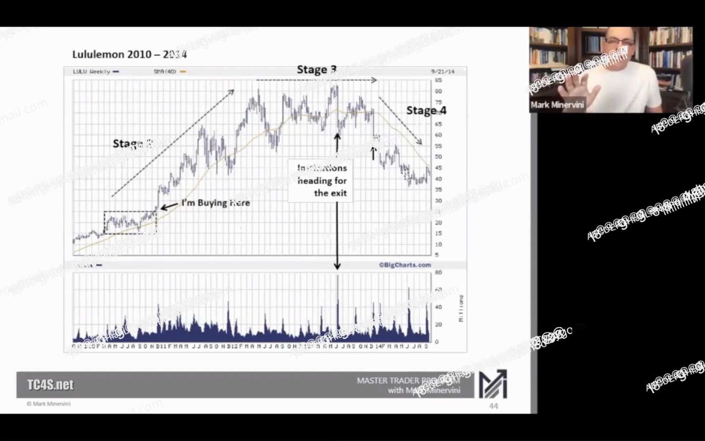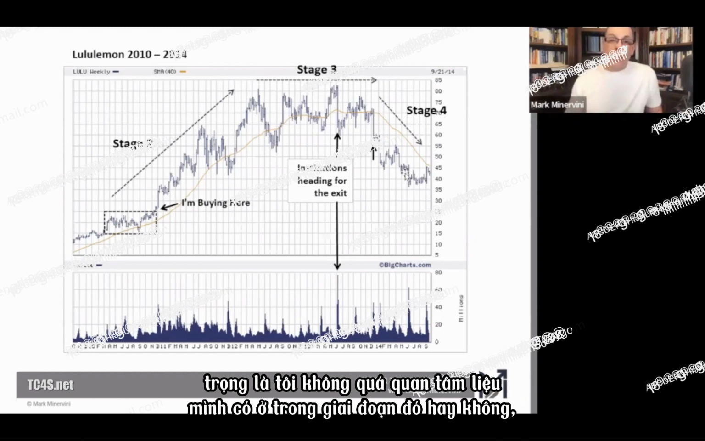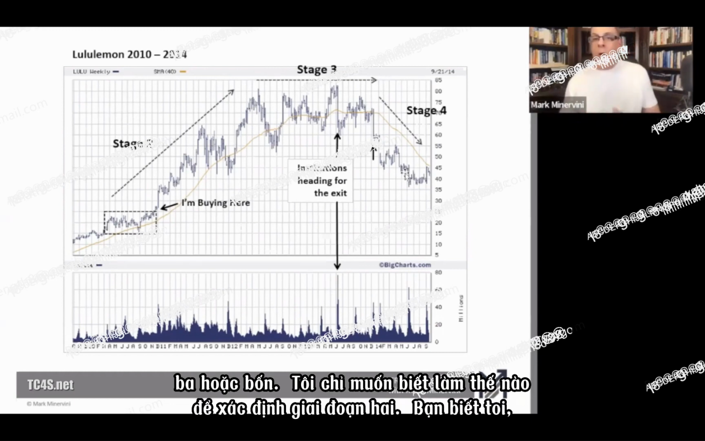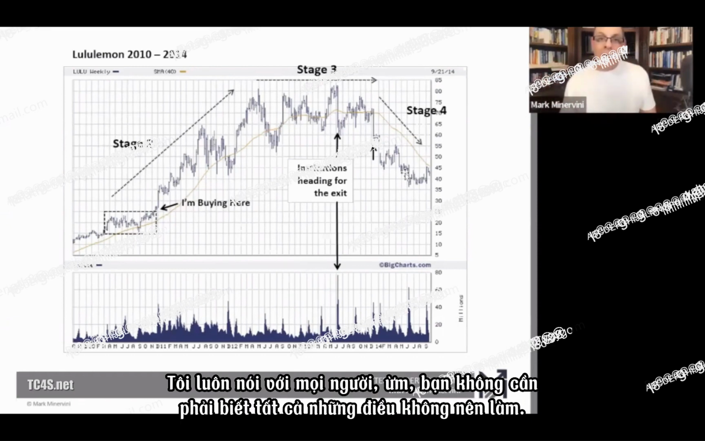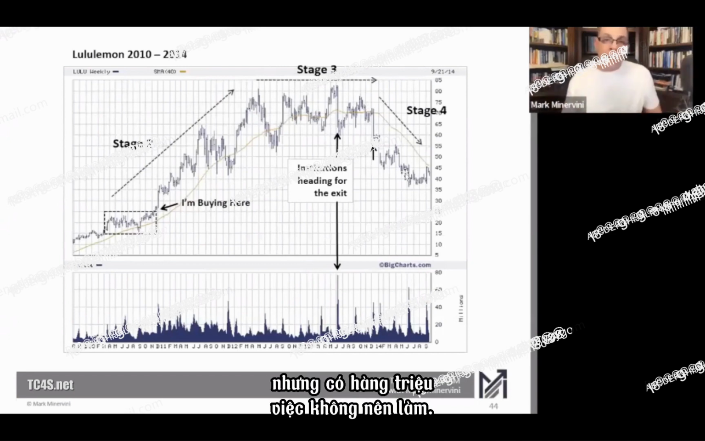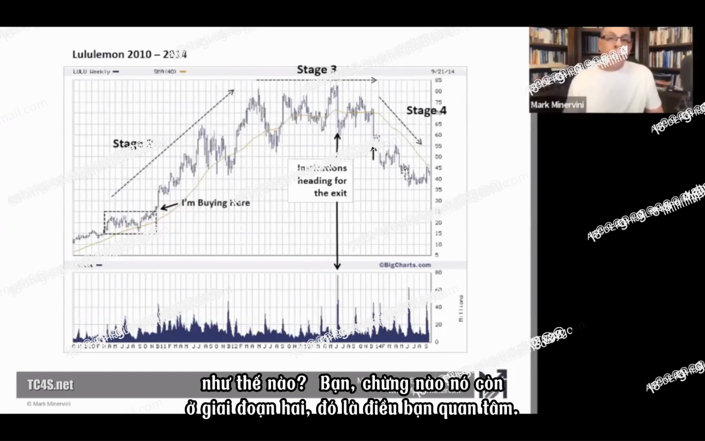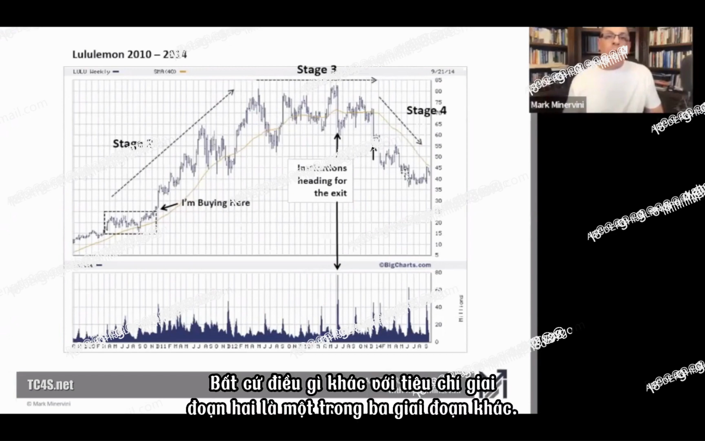So again, differentiating and knowing when you're in stage 1, 2, 3, or 4, what's really important is I'm not too concerned whether I'm in 1, 3, or 4. I just want to know how to identify stage 2. I always tell people, you don't have to know all the things not to do. You just need to know the things to do. There's only a few things that you need to do, but there's millions of things not to do. So don't overcomplicate it and try to figure out what a stage 3 looks like. As long as it's in stage 2, that's what you're concerned with. Anything other than stage 2 criteria is one of the other 3 stages.